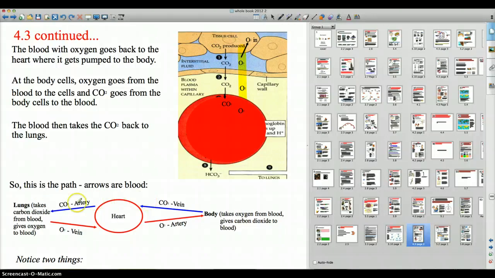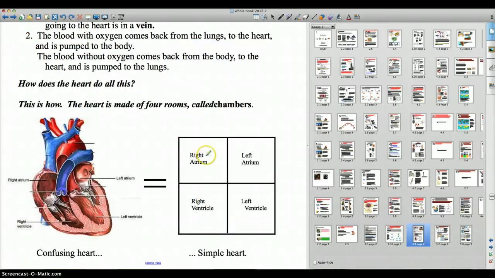Here it comes to the lungs. Then it will get oxygen, give carbon dioxide to the lungs, come back with oxygen to the heart, and get pumped to the body, and keeps going back and forth from there. Know that these are atria on the top. Blood enters through the atrium, and blood leaves the heart through the ventricles, gets pumped out in an artery from the ventricle. Know that veins bring blood back to the heart as well.